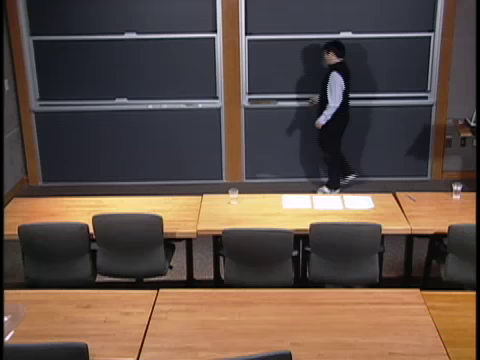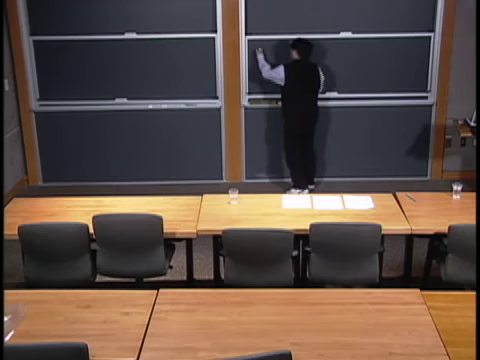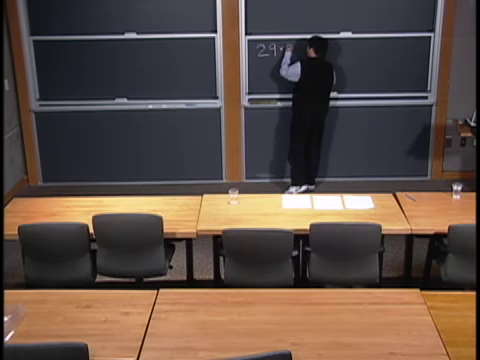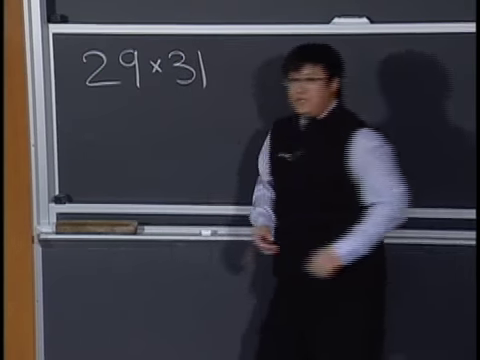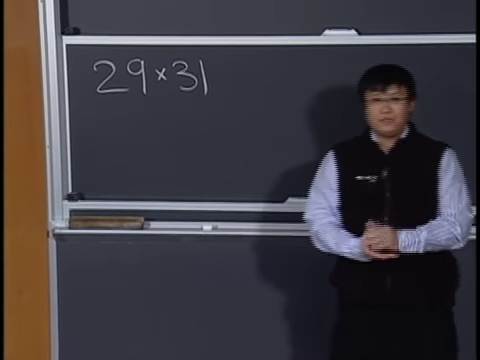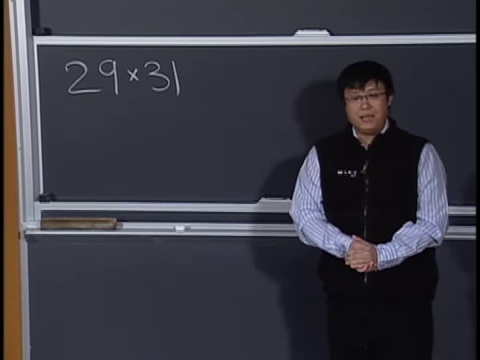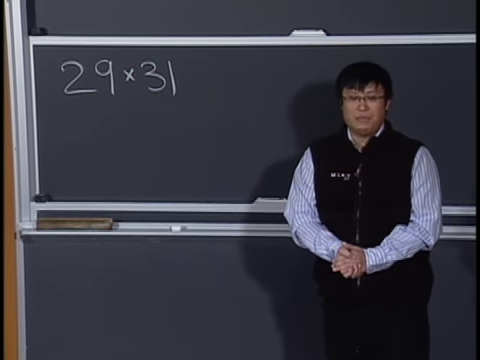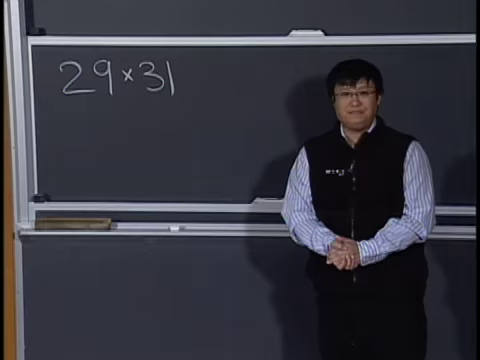Think about how to calculate 29 times 31. Now try to do this without using the standard rules of multiplication that you learned in school. Talk to your neighbor for a few minutes and we'll come back.